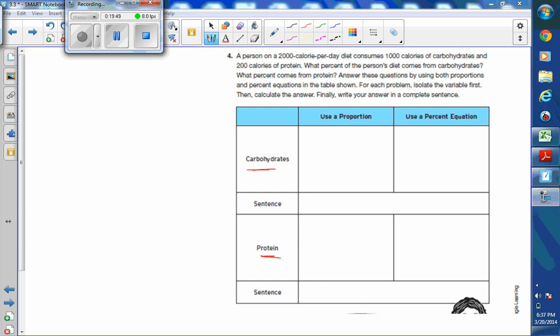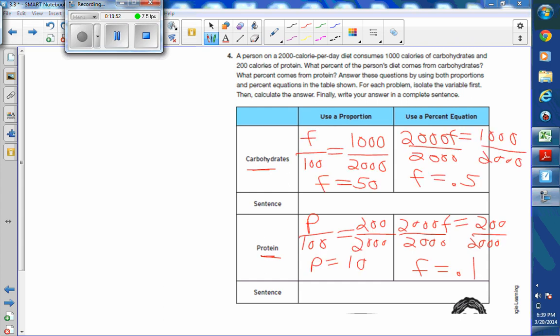Do that now and then come back and check yourself in the video. All right, so you should have gotten F equals 50% or F equals 0.5, which would still be 50%. So for your sentence about carbohydrates, it would be something like: carbohydrates make up 50% of the diet.